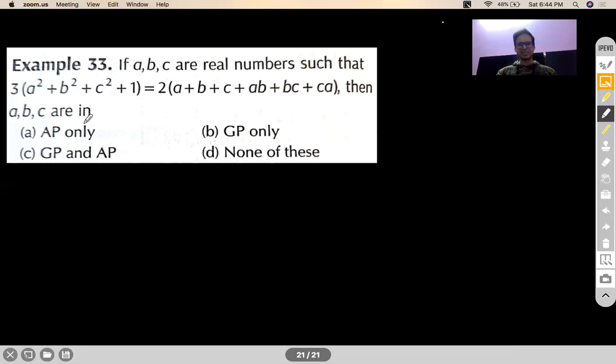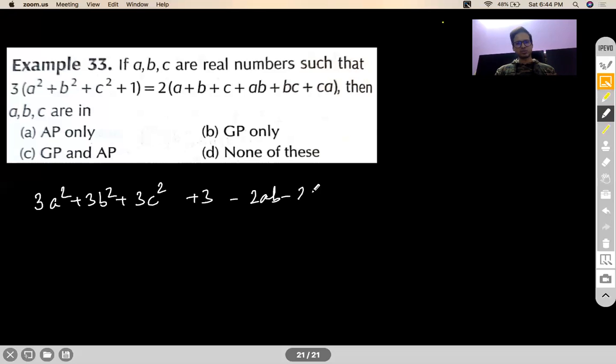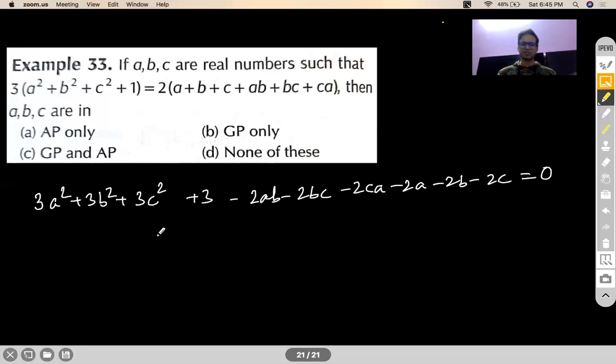See, I'm going to write this down in a very special way. 3a square, 3b square, 3c square plus 3 minus 2ab minus 2bc minus 2ca minus 2a minus 2b minus 2c equal to 0. Okay, so what I did was I brought everything to the left side. Okay, now let me make up some groupings.